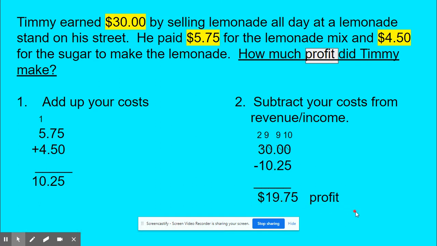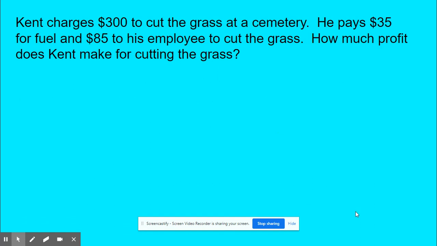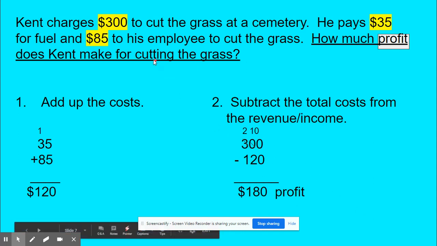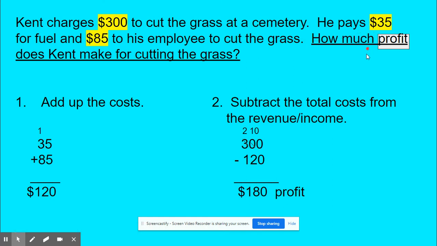Let's try one more. It says Kent charges $300 to cut the grass at a cemetery. He pays $35 for fuel and $85 to his employee to cut the grass. How much profit does Kent make for cutting the grass? So again, I'm going to use my strategies. I highlighted my numbers, $300, 85, and 35. I underline my question because it's going to tell me what to do. How much profit does Kent make for cutting the grass?